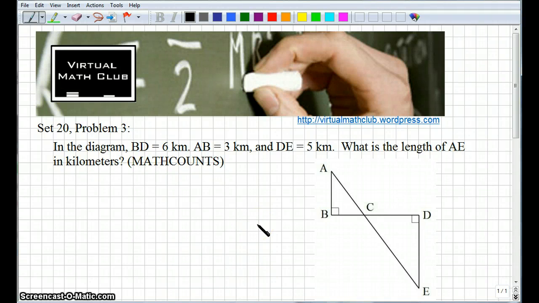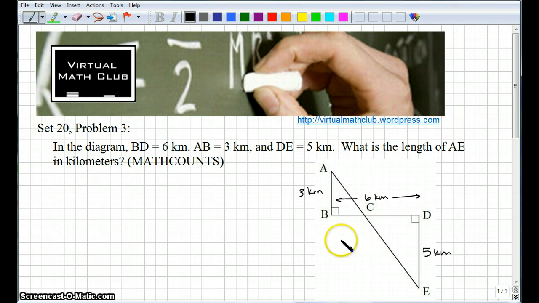Problem number 3. In the diagram, BD is 6 kilometers. Alright, so we can mark that on here. 6 kilometers, and that goes from B to D. I'm just going to mark that there. AB is 3 kilometers, and DE is 5 kilometers. And the question is, what is the length of A to E?